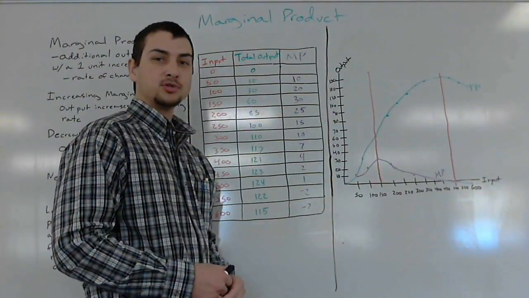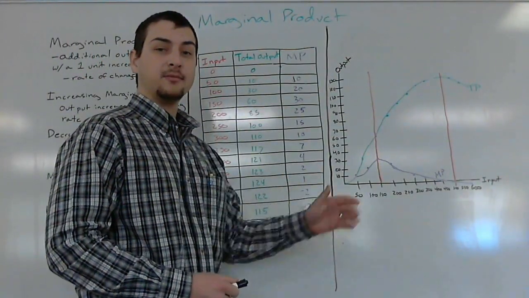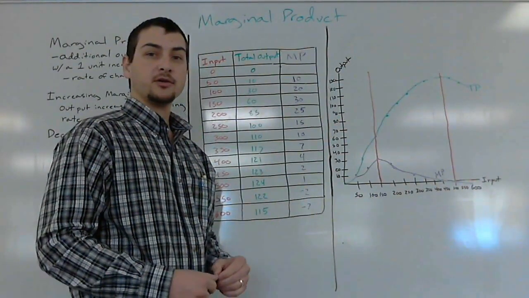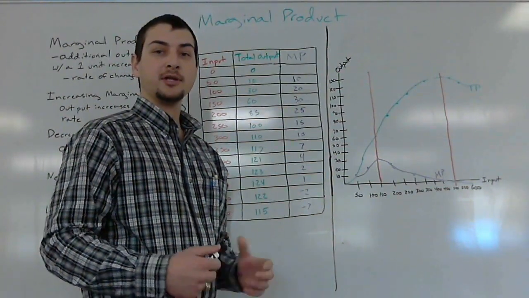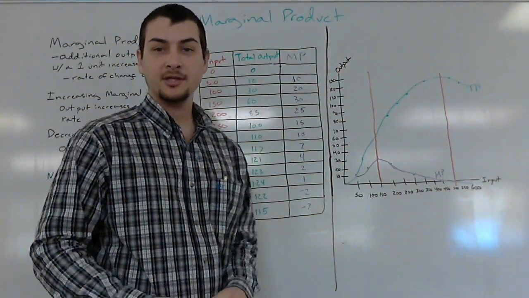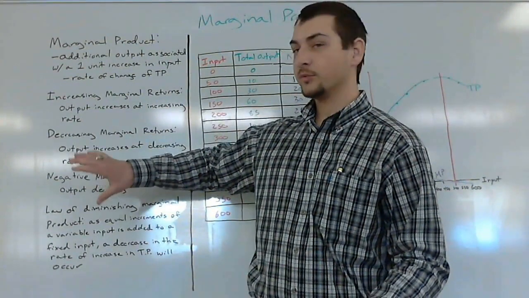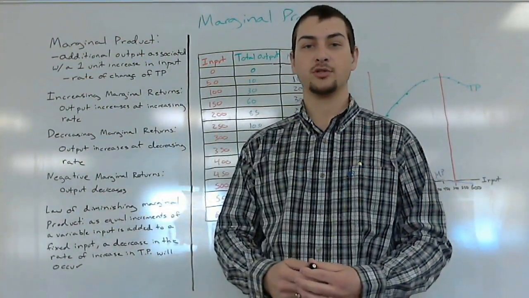Now that we have our tables drawn that show the total product and then the marginal product, let's see what it looks like on a graph. Because once we put it on the graph, it makes things a lot more visually appealing, and we can see a lot more of these aspects, such as increasing marginal return, decreasing, and then negative marginal return.